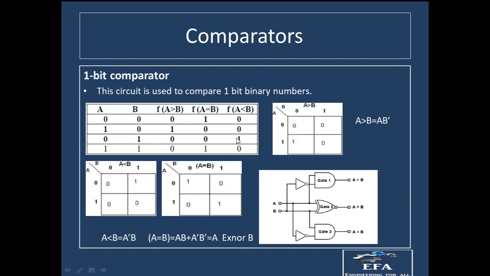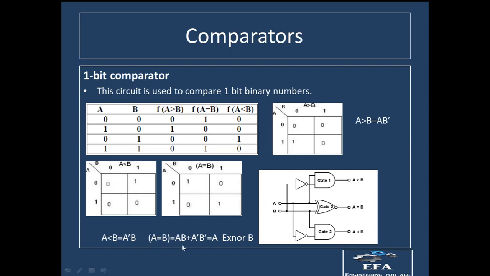The last one is A less than B. Again you can see we have 1 at this position, so accordingly A is equal to 0 and B is equal to 1. So we will have A complement B. So A less than B is equal to A complement B. You can see that we have three equations: this one is for A greater than B, A less than B, and A equal to B.